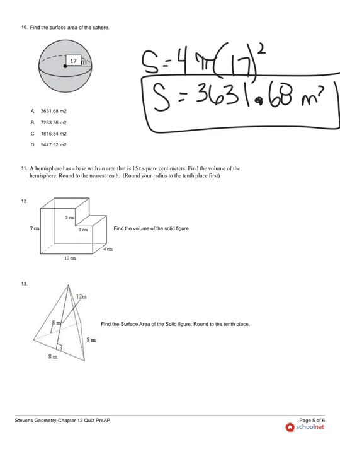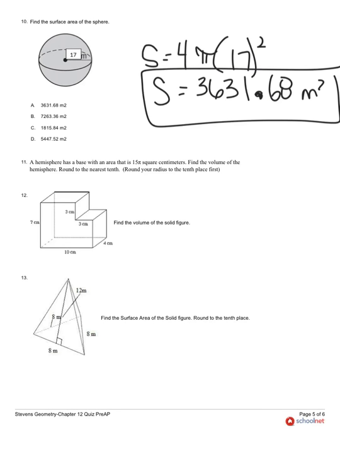Right now, I know that the area is equal to 15 pi. Formula for area is pi r squared. Okay, divide by pi. Take the square root. R is equal to the square root of 15. And the square root of 15, if I round to the tenth place first, like it asked me to, is 3.9. Okay. Now to plug it in for a hemisphere.